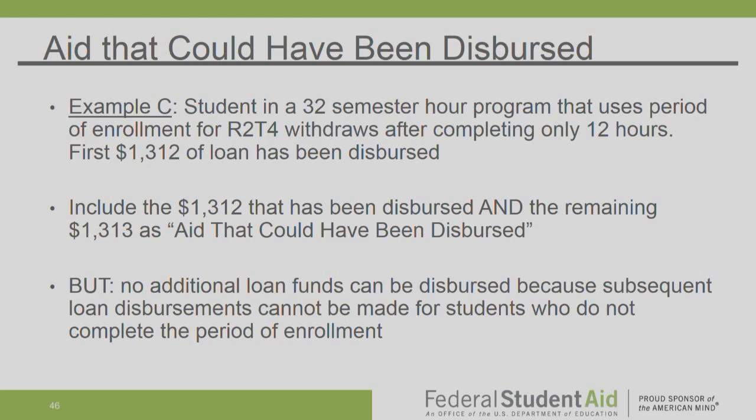However, in this example, no additional loan funds can be dispersed because subsequent loan periods cannot be made for students who do not complete the period of enrollment. And here let's assume that this is a non-term program and the student hasn't completed their first payment period, so that second disbursement cannot be made. Remember that a period of enrollment calculation incorporates the time frame and therefore the anticipated disbursements for the whole academic year. However, in this case, the student has not yet completed half of the credit hours in the academic year and could not receive that second disbursement at the time of their withdrawal.